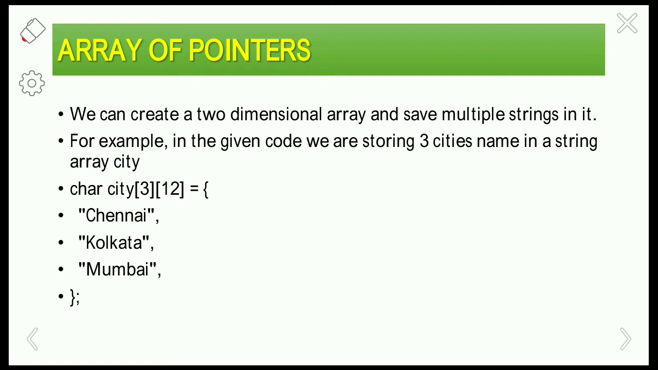So what are the 3 rows here? Chennai, Kolkata and Mumbai. These names will be inserted into the particular table. Using this, we can create the two-dimensional array and save multiple strings in that particular table.